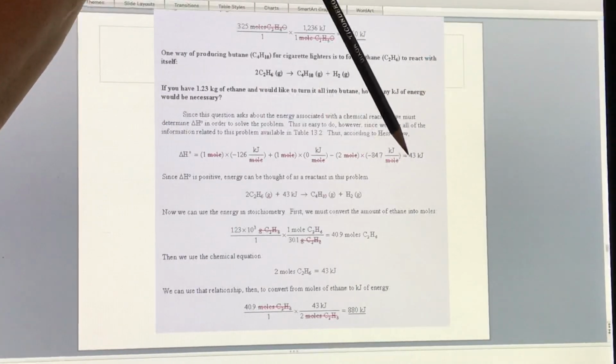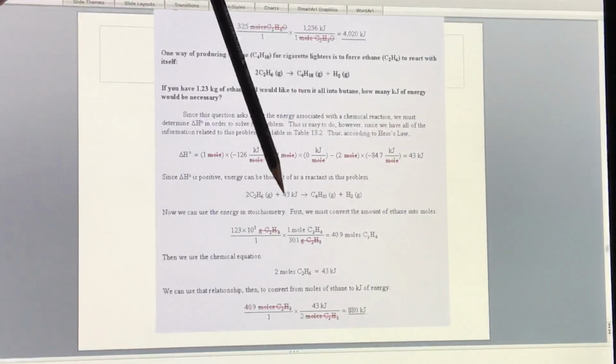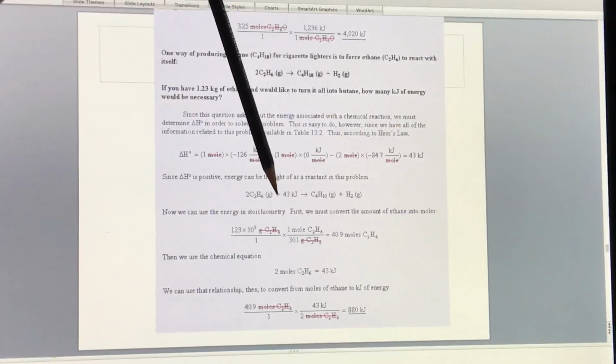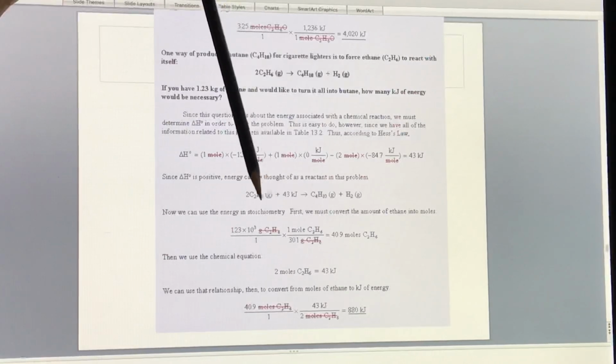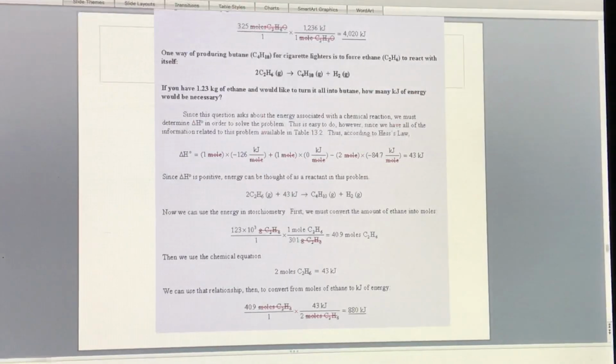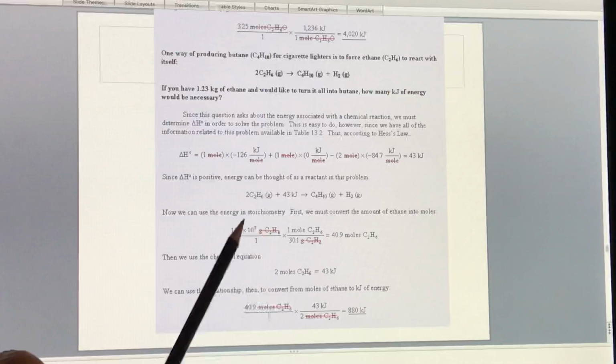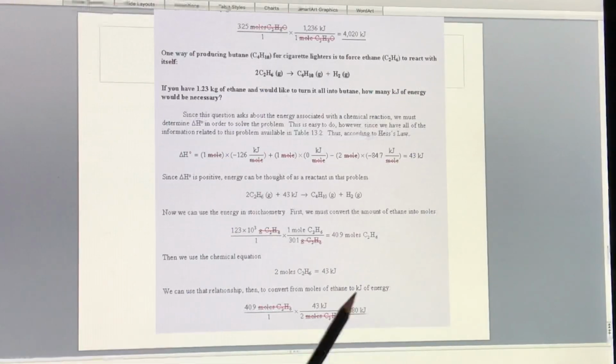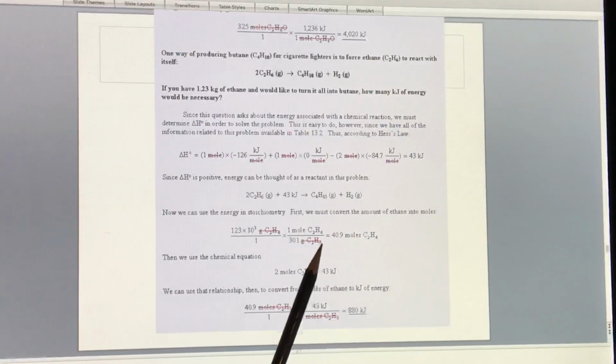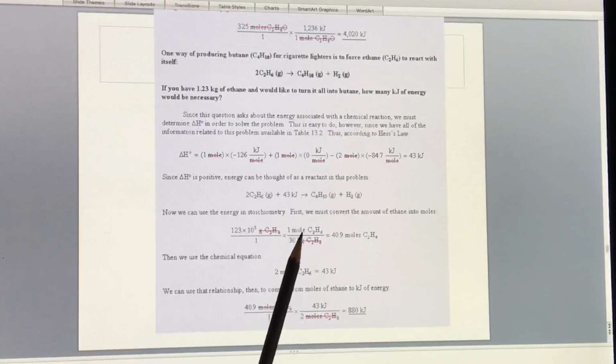Since it's positive, that's an endothermic reaction, and that energy would be included in the reactants on the left side of this equation. All right, so now we move ahead. We know we were given information in kilograms. That will have to be converted to grams, so it ends up being 1.23 times 10 to the third grams. And we need to change the grams into moles. So again, you would calculate the AMU for C2H6, which is 30.1, and then multiply it by this conversion factor, moles over grams.